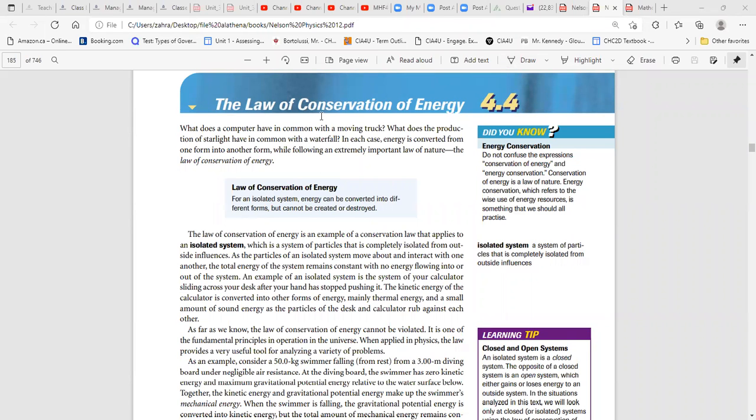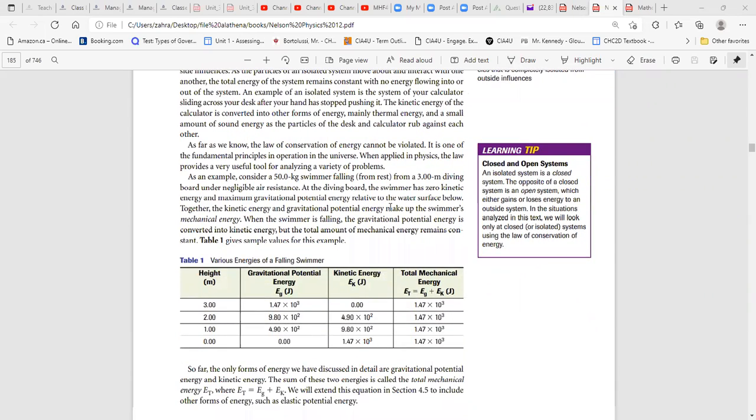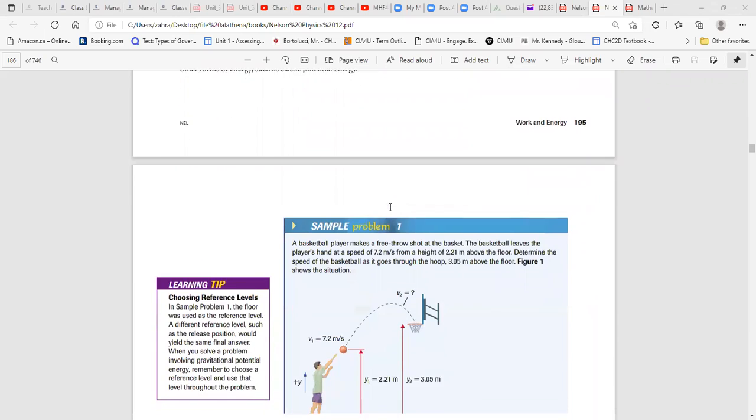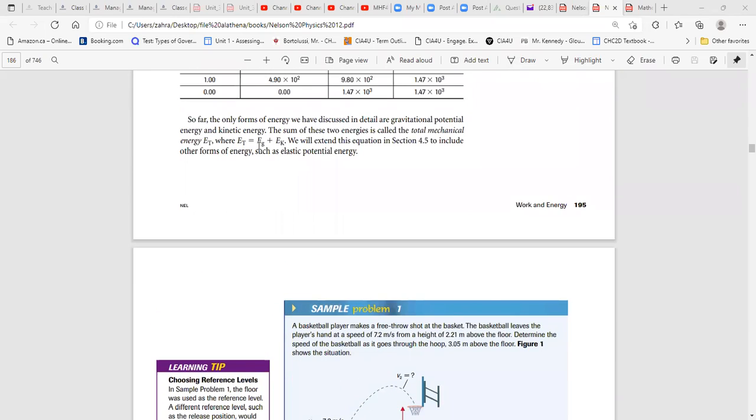4.4, the law of conservation of energy. So the energy is not going to be destroyed, it will just transfer from one form to another form.